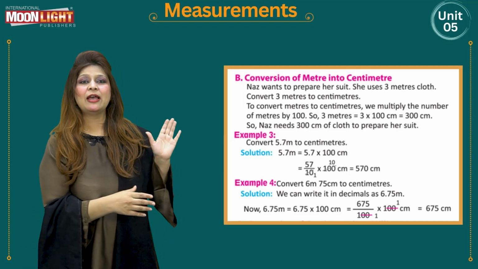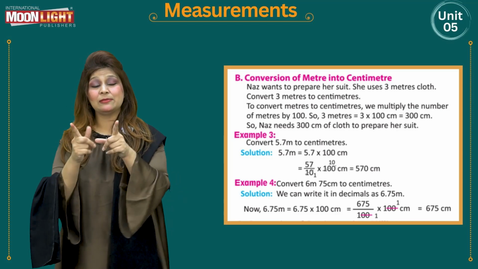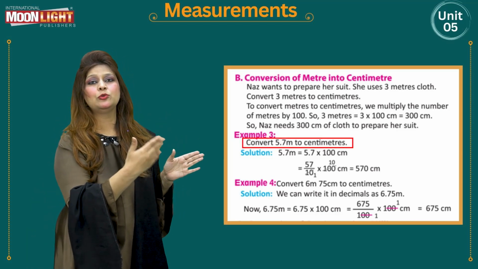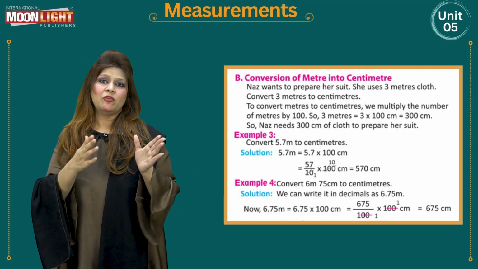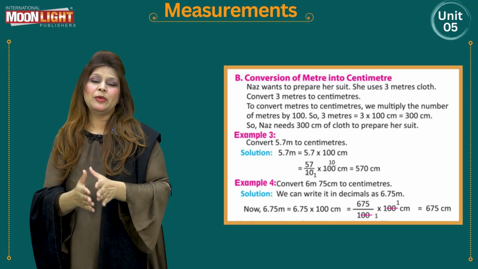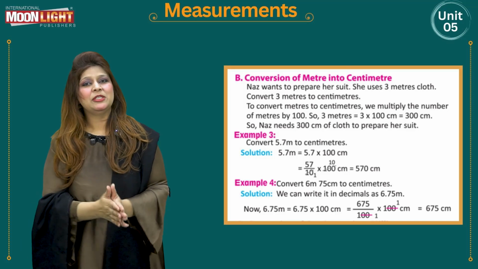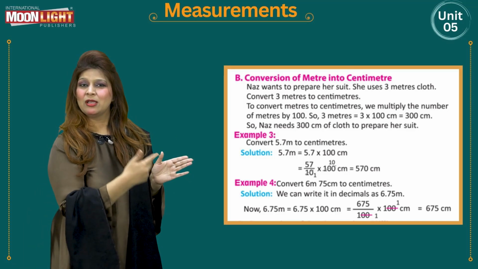So right now we have an example over here. This example has a decimal number: convert 5.7 meter to centimeters. Again we are going to do it in the same way. 5.7 meter is going to be multiplied by 100 centimeter. So right now we are going to write it in fraction form. So how to do it?